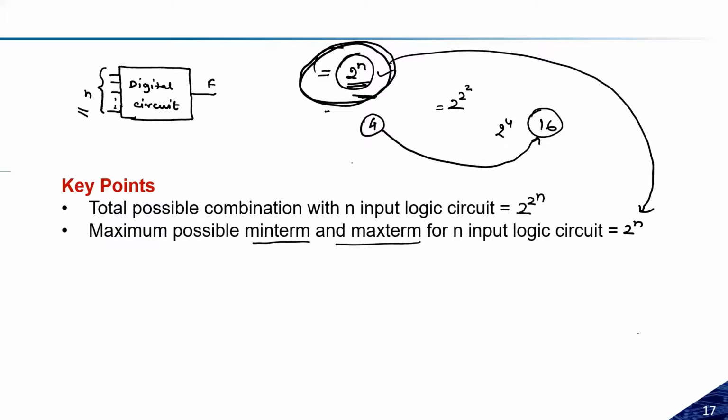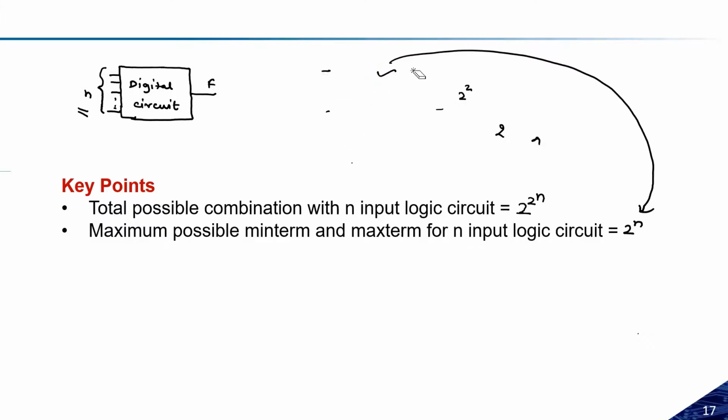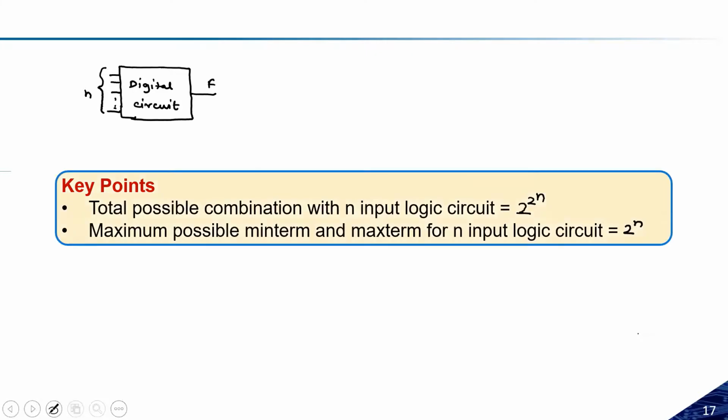Now let me try to validate this statement. Suppose I have an inverter circuit. For any inverter circuit, how many total possible combinations could there be? Can anyone tell me? For an inverter, what maximum possible combination can we expect? Don't consider this point. Okay, what you know, we have only 2 possibilities, either 0 or 1, right?